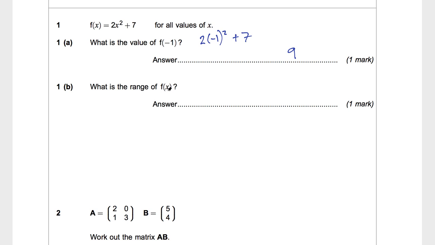What is the range of f of x? This is asking what possible y values the function can take. If we think of this function, it's going to look like a curve, 2x squared, and it's only going to come as low as 7. The lowest value is when x is 0, and that's going to be at 7. So the answer here is y is greater than or equal to 7. In fact, I should put that as f of x is greater than or equal to 7. That's the range of the function.